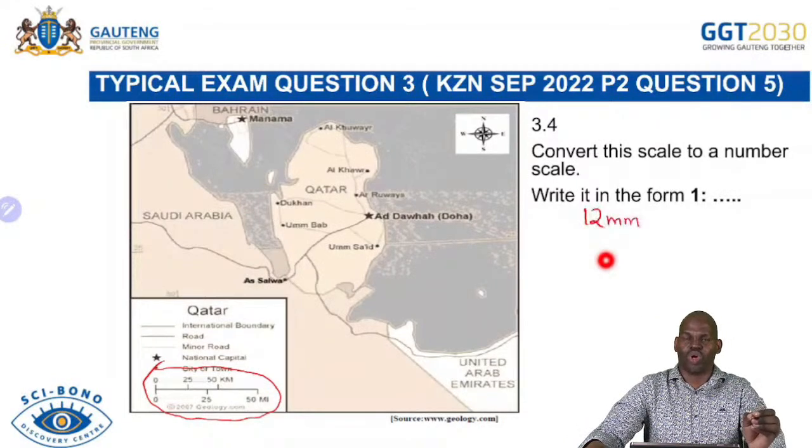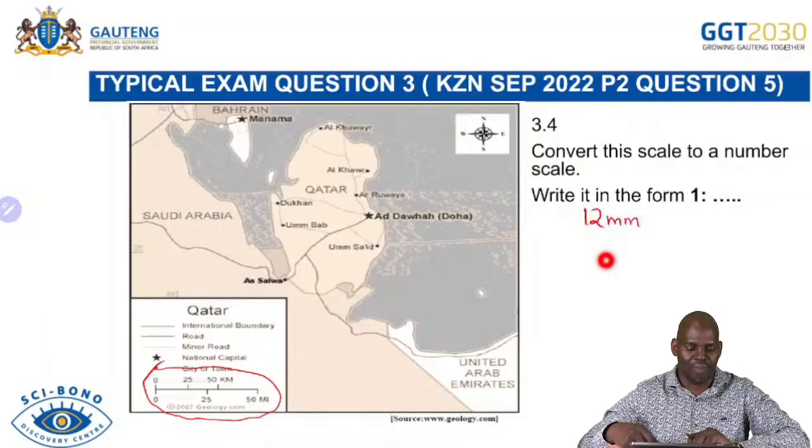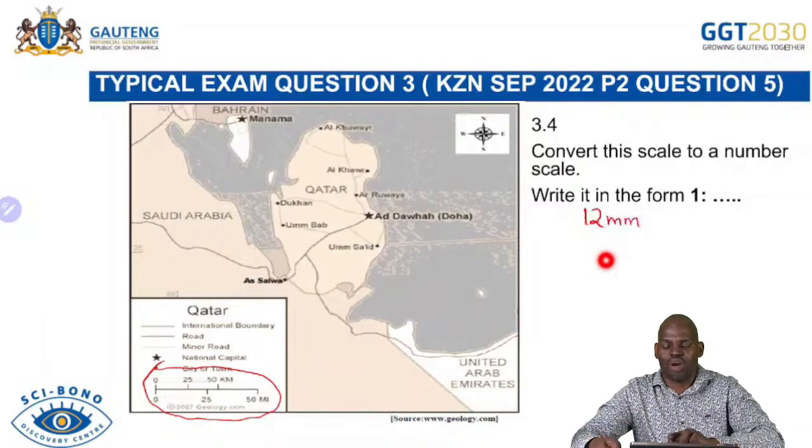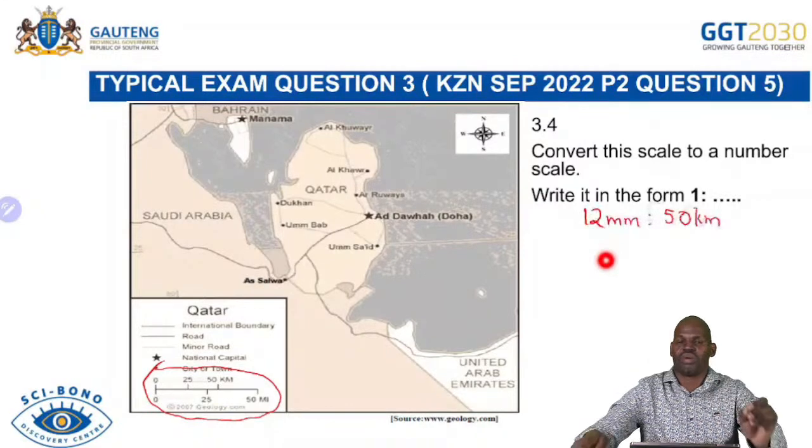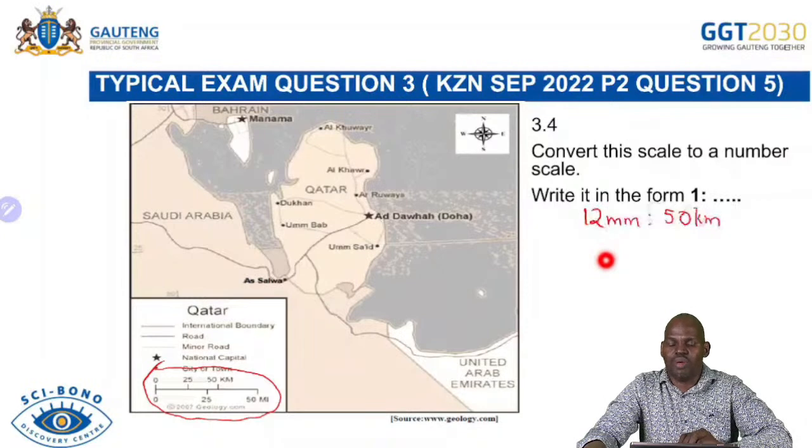Okay, I'm getting 12 millimeters. So after measuring, it means the 12 millimeters is the same as 50 kilometers in reality. But they say I must write it in the form of 1, so it must start with 1.